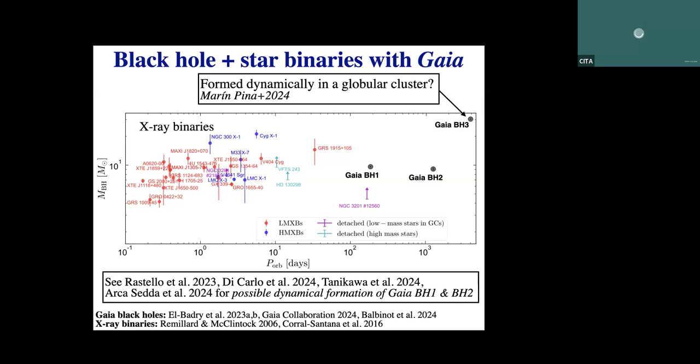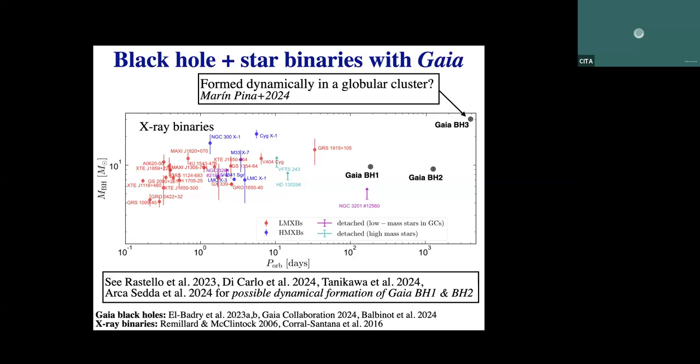And one of the exciting results from Gaia is the detection of 3 detached black hole star binaries that have astrometric orbital solutions. Astrometric solutions are really nice because they not only give you a minimum mass, they give you an exact mass because you can measure the inclination for the binaries. So these 3 Gaia black holes have very well constrained black hole masses.